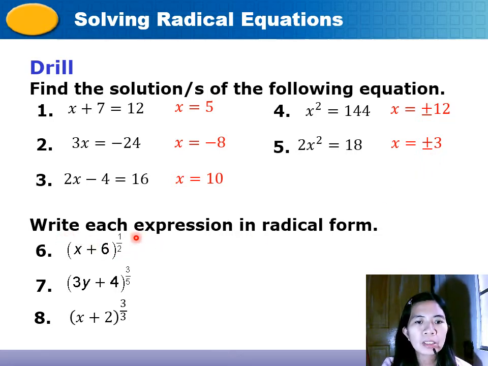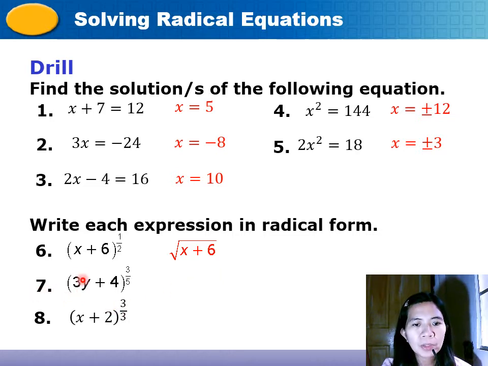Now write each expression in radical form. Remember, this one is in rational exponent. So how do we get this in radical form? Remember, the numerator is our exponent and the denominator is our index. Number 6, x plus 6 quantity raised to 1/2 is equivalent to the square root of x plus 6.